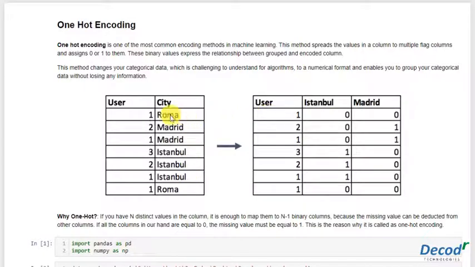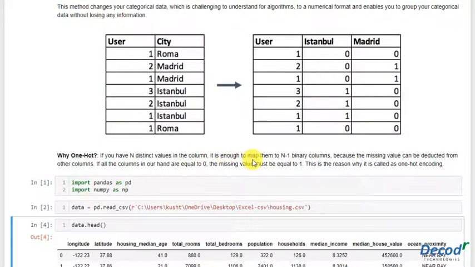So for example, if the city is Roma, then it would be encoded as Istanbul 0 and Madrid 0. This would give the signal to the algorithm that the city is Roma. Similarly, if it's Madrid, it's 0, 1. So all the columns are encoded in just 0s and 1s. Note that if we have three categorical terms to encode, we only need two features or columns. If you have n distinct values in the column, it is enough to map them to n minus 1 binary columns. The third column would just be redundant.